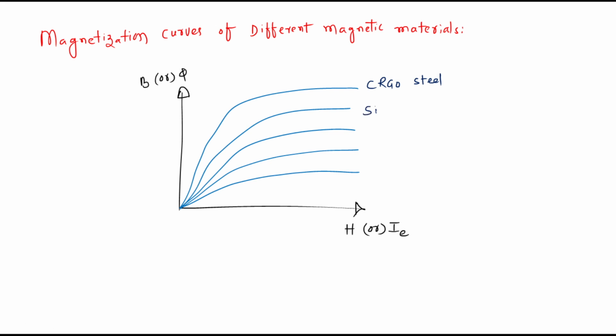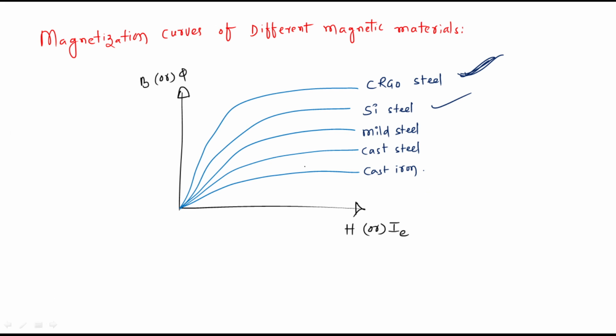This is for silicon steel, the second best material. Third one is mild steel. The fourth one is cast steel, and the last one is cast iron. The first best material to manufacture transformer core is CRGO steel. What is CRGO? Cold rolled grain oriented material. Second best is silicon steel, then mild steel, cast steel, and cast iron.